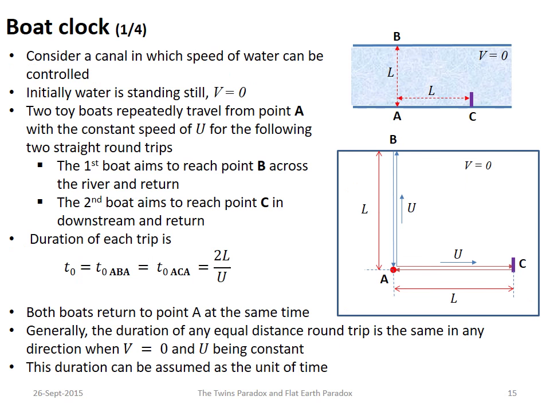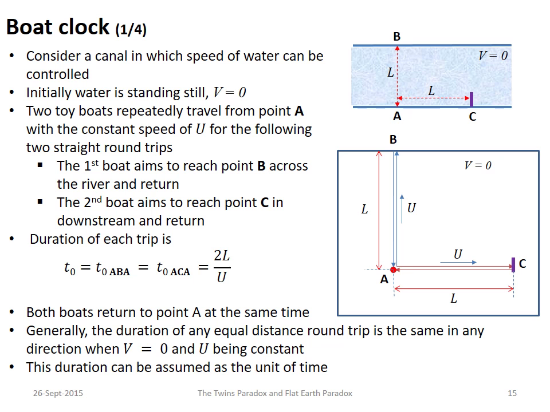Boat clock. Consider a canal in which the speed of water can be controlled. Initially, water is standing still, v equals 0. Two toy boats repeatedly travel from point A with a constant speed of u for the following two straight round trips. The first boat aims to reach point B across the river and return. The second boat aims to reach point C downstream and return.